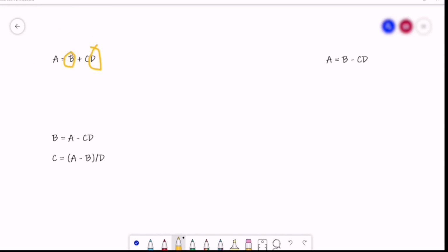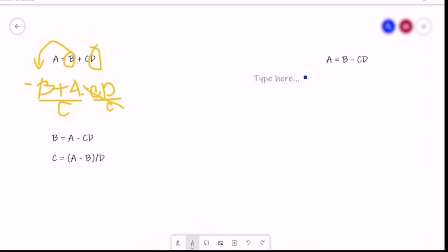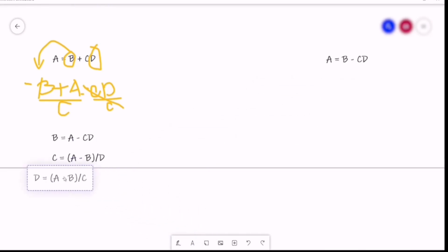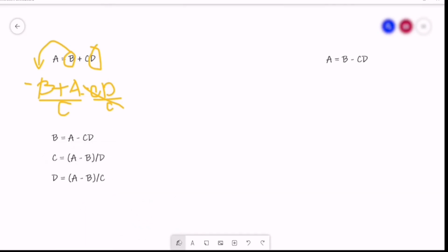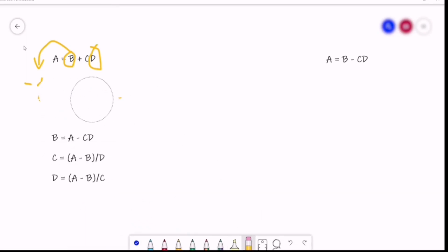Right, so let's just move B towards the left side of the formula, causing it to become negative again. Negative B plus A equals CD, and then we eliminate C. And then we will get the formula which is D equals quantity of A minus B all over C. Right, so these are the corresponding formulas whenever one of the terms is missing in this type of formula.